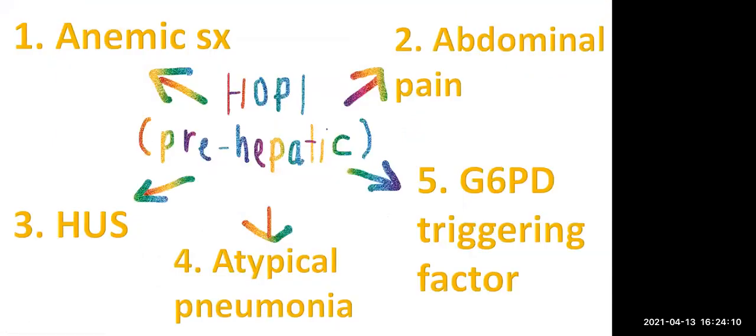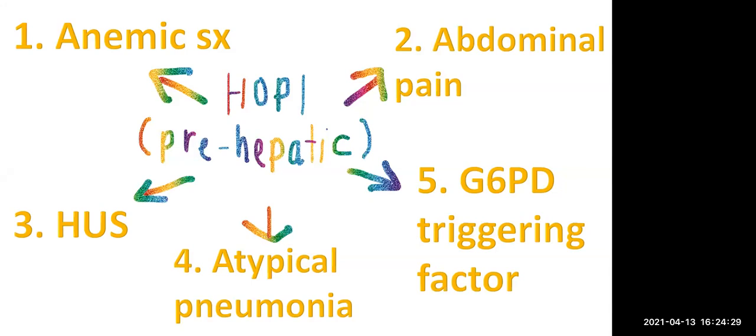Okay, so these are the questions that we can ask to consider the pre-hepatic cause of jaundice. For example, anemic symptoms, we can ask about any lethargy, dizziness, palpitation, or any shortness of breath. Second is abdominal pain, but usually in pre-hepatic cause of jaundice, the abdominal pain is mild.